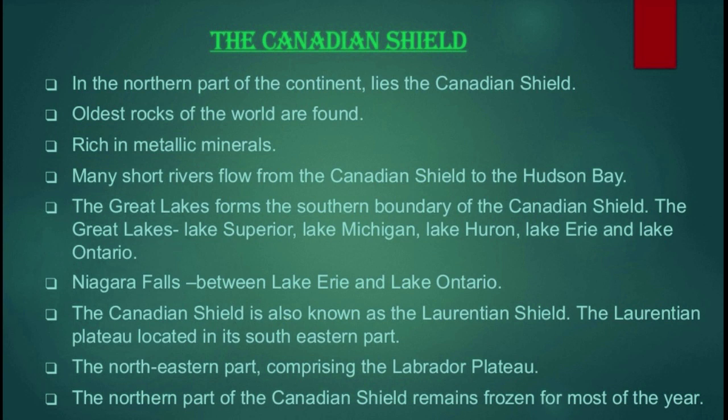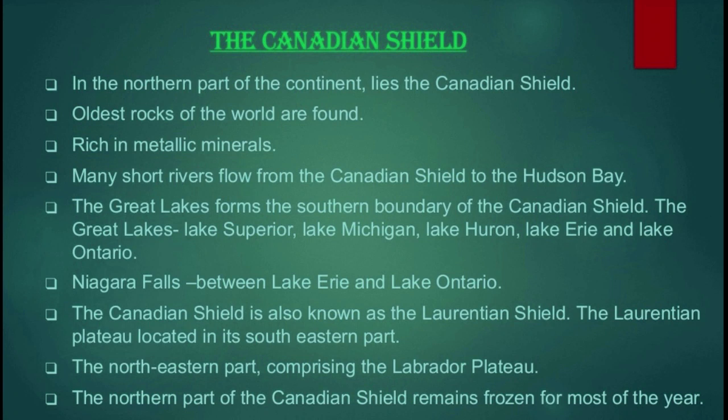Okay, the Canadian Shield in the northeastern part, Labrador Plateau, and in the southeastern part, that is Laurentian Plateau. Got it. So the last point is the northern part of the Canadian Shield remains frozen for most of the year because here the northern part of North America lies in the frigid zone. You have already studied the importance of the frigid zone, mainly the climate.